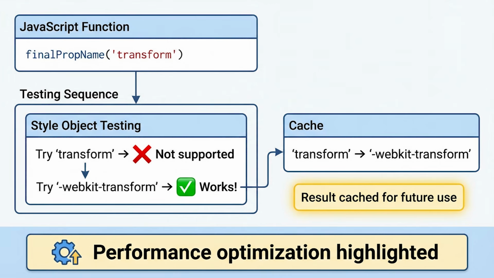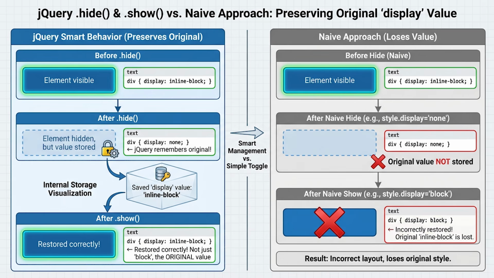jQuery has a function called finalPropName that figures out which version of a CSS property the current browser actually supports. It tests against the browser's style object and caches the result. But here's something even cooler about jQuery's CSS handling. When you call .hide on an element, jQuery doesn't just set display none, it remembers what the display value was before. If your div was displayed inline-block before hiding, jQuery restores it to inline-block, not just block.